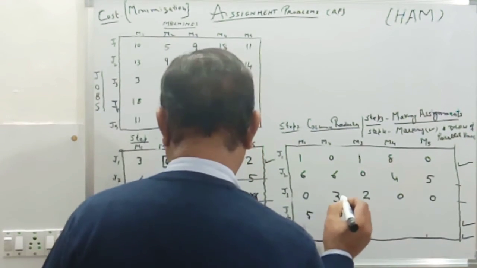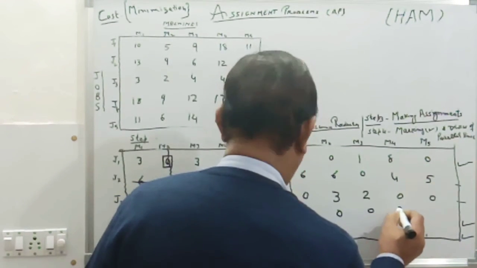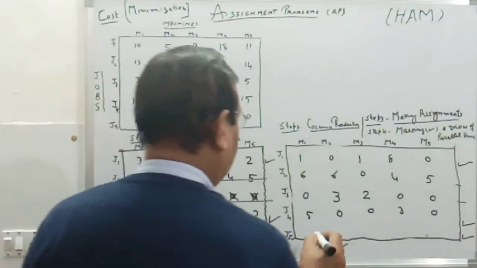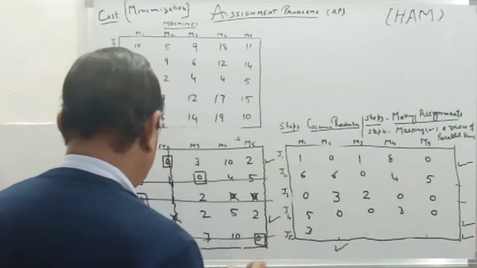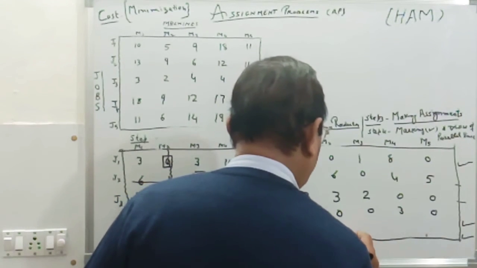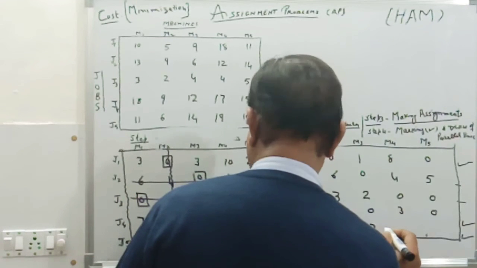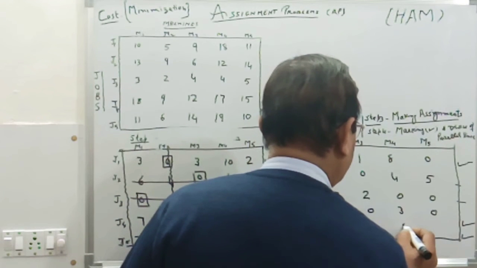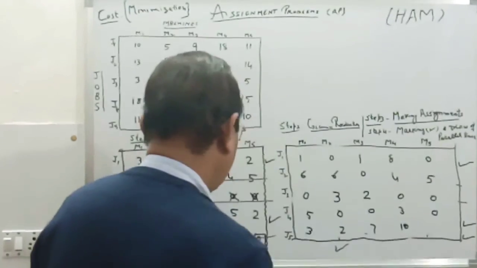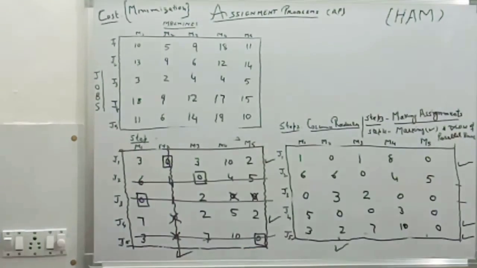0, 0. 2 minus 2, 0. 5 minus 2, 3. 2 minus 2, 0. And here 3. Simply uncovered, this covered. And 0 is there. At the intersection you have to add 2. Okay, the 7 is there, 8 is there, this 10 is there, and 0 is there. Now you get another table.